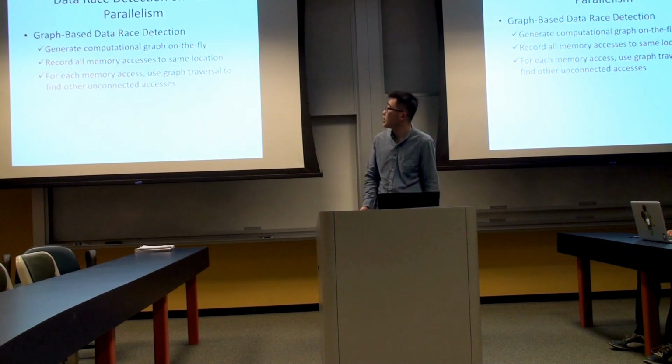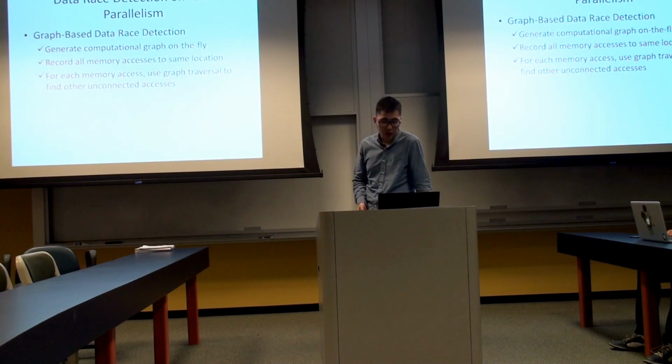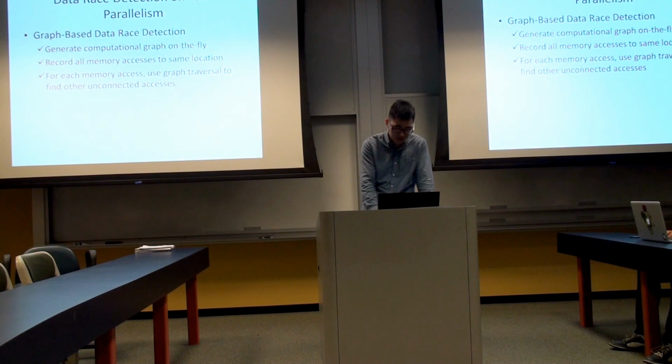And for the data reduction on OCR, we can also use the graph-based data reduction method. First, we maintain the computation graph on the fly, and we record all memory access. And then we use graph traversal to see where there are parallel memory accesses.